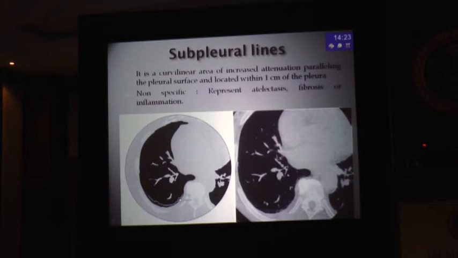Fine subpleural lines. Sometimes we come across this non-specific finding. It may represent a fine linear atelectasis. The patient has not been breathing properly, a recent post-cholecystectomy patient, or liver abscess, not breathing well, so you get this fine atelectasis.